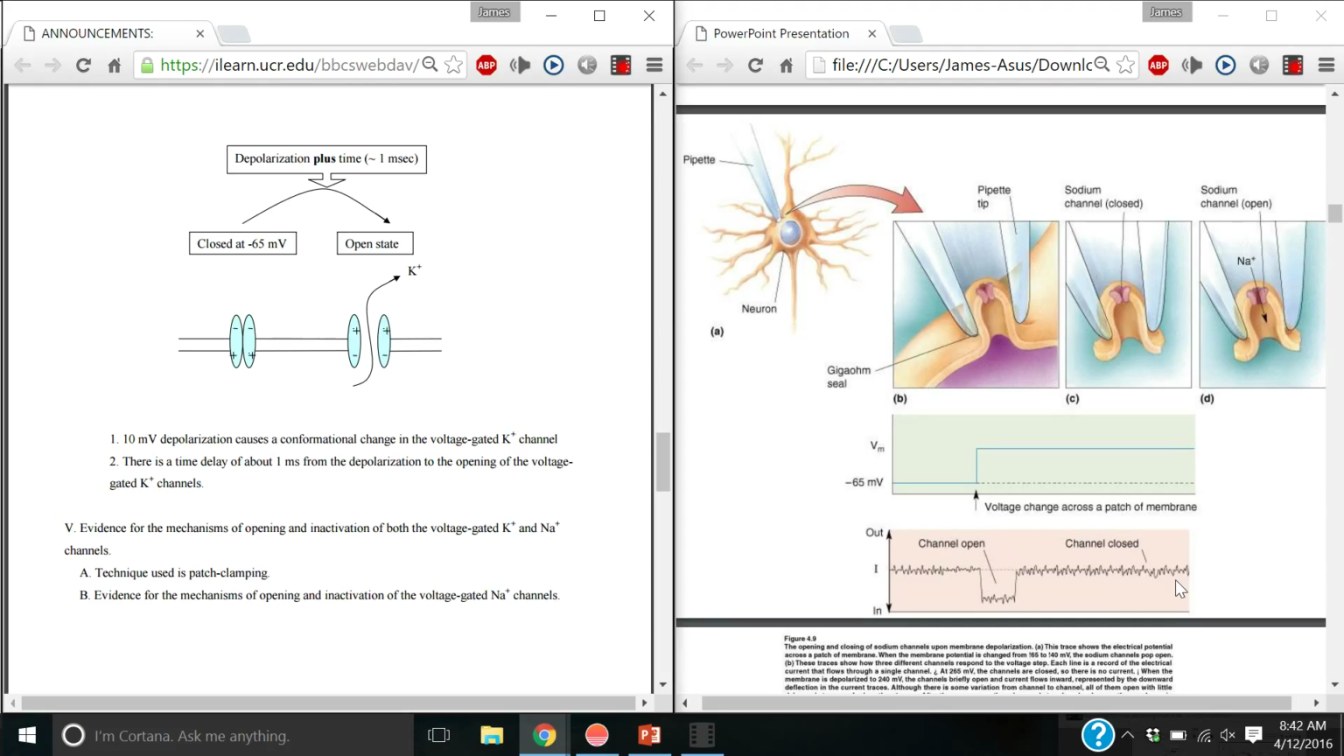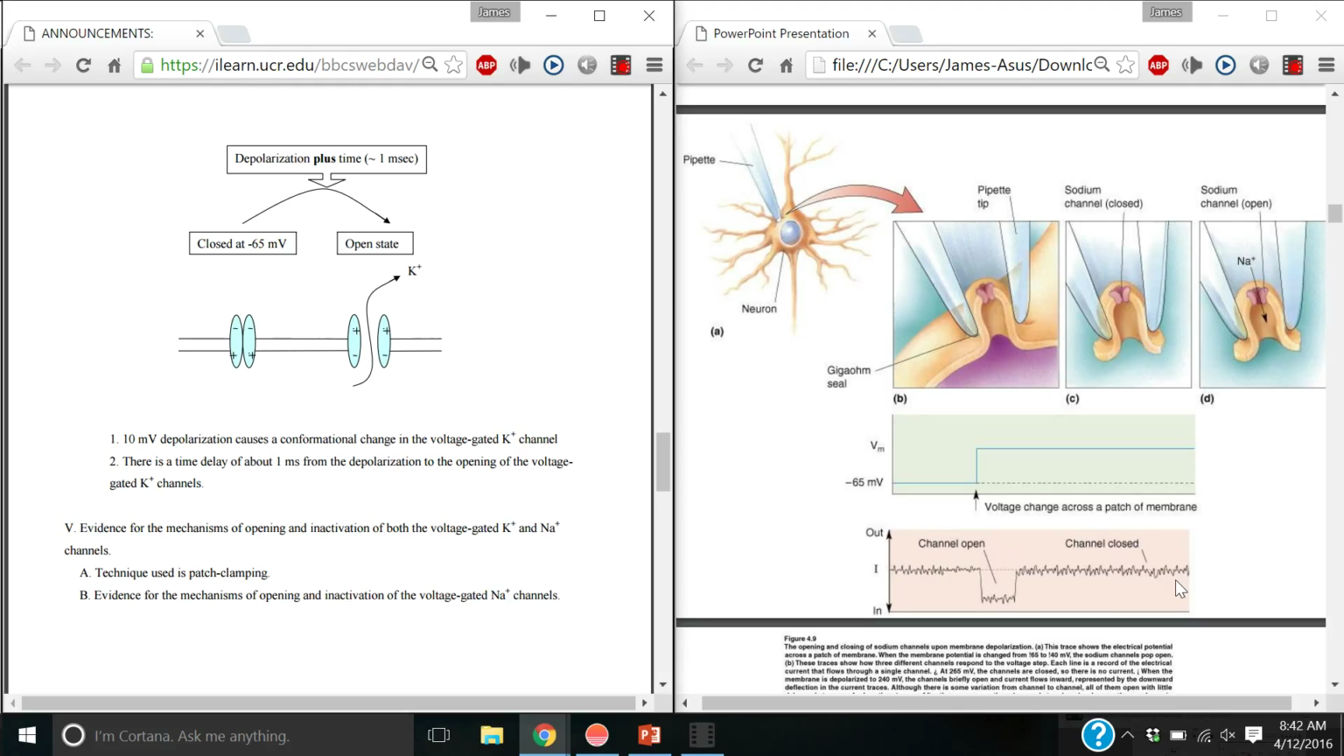Questions? Yes? Does this apply to the potassium channels as well? Popping open and popping closed? In some ways, yes, and in some ways, no. But we'll get to that, okay?